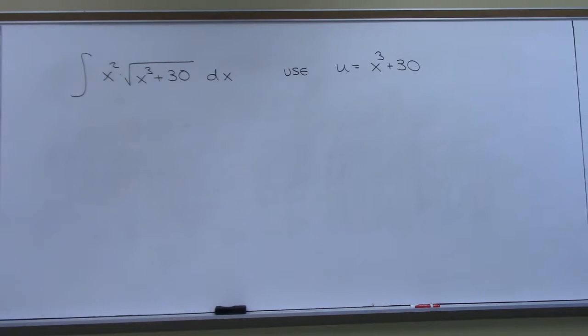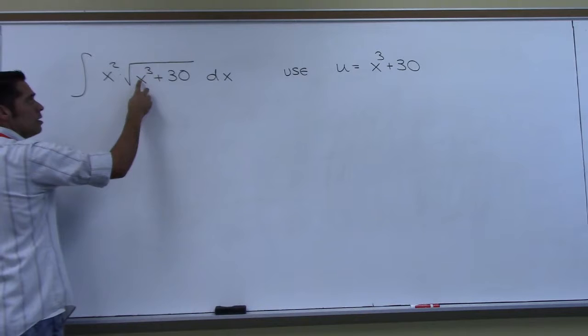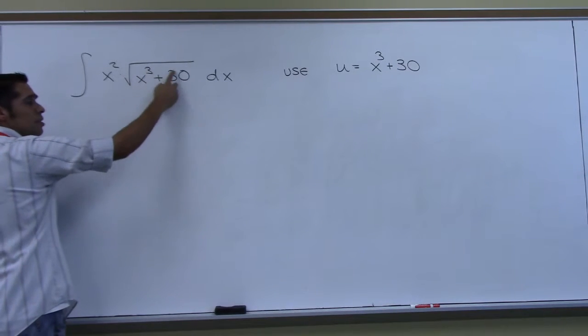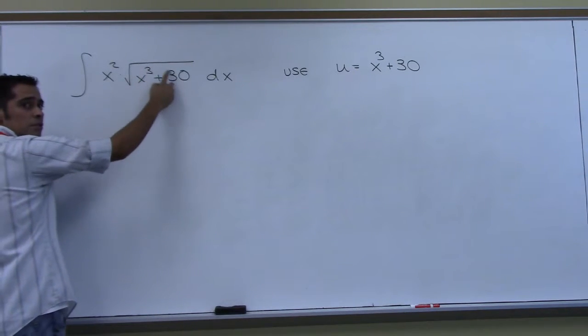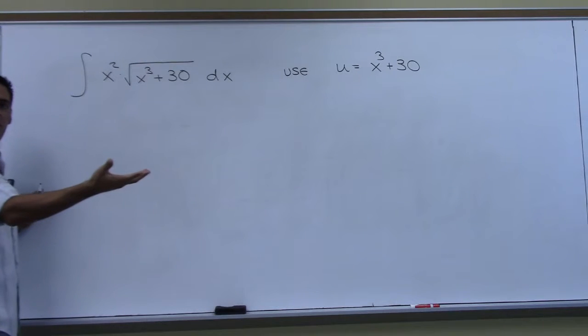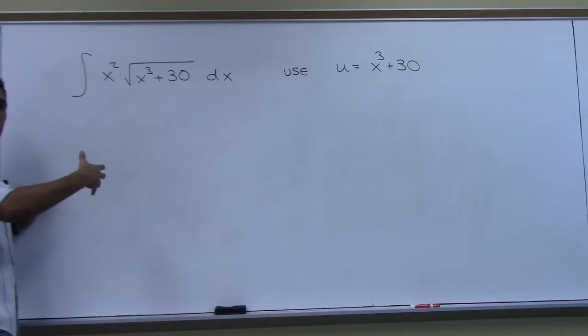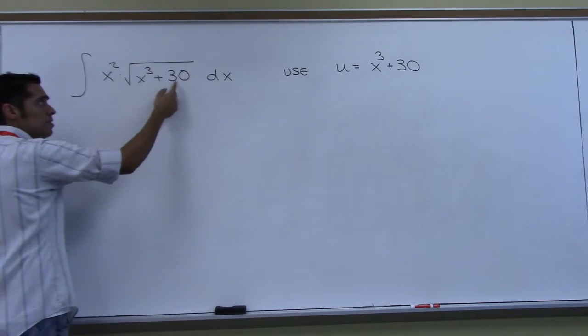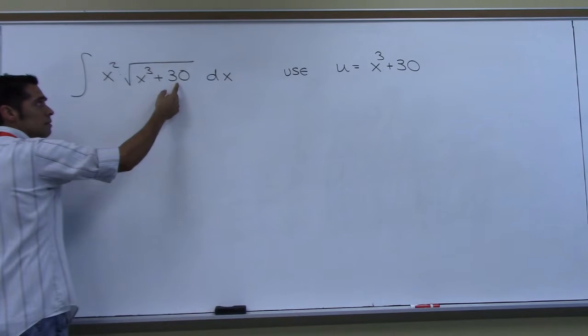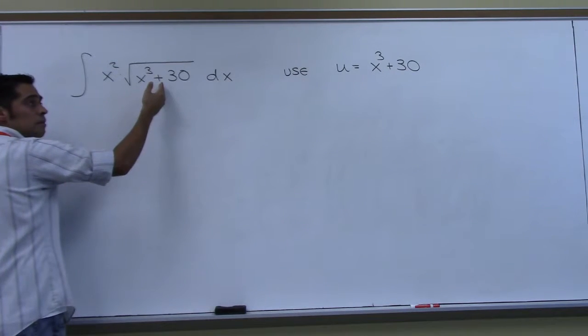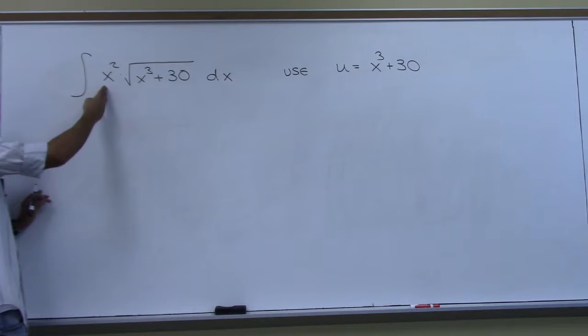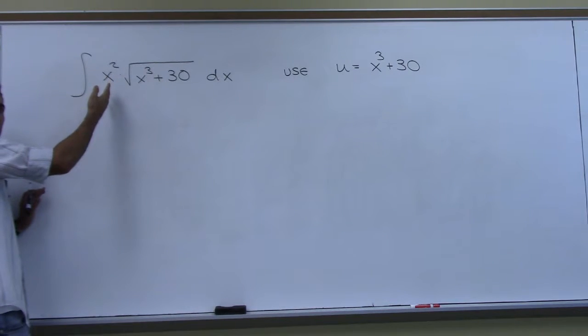So now we go to this technique. We look for something and its derivative, and we hope that we're off by a constant at most. So we look underneath the radical, and we see we have a cubic expression. And we know that the derivative of a cubic expression would be quadratic. In fact, the derivative of x cubed plus 30 is what? 3x squared. So I have an x squared. I'm off by 3. That's okay. I at least have the x squared, don't I?